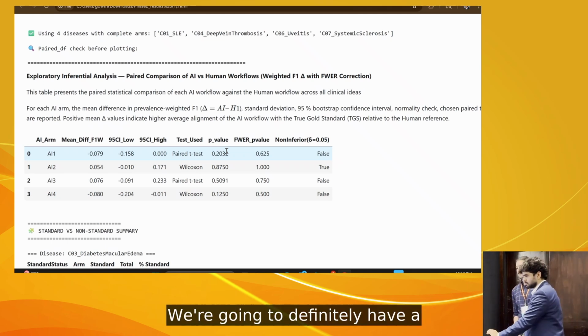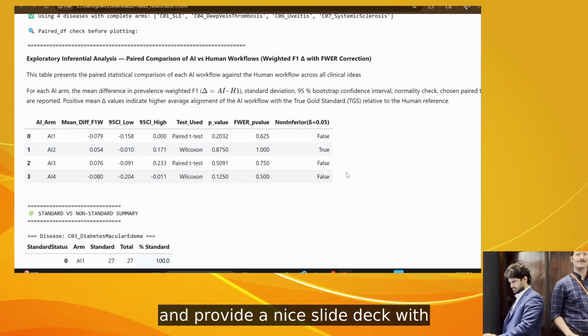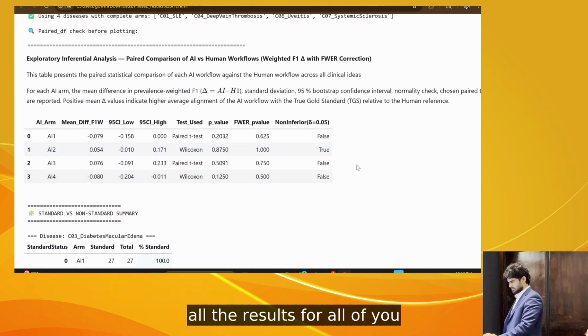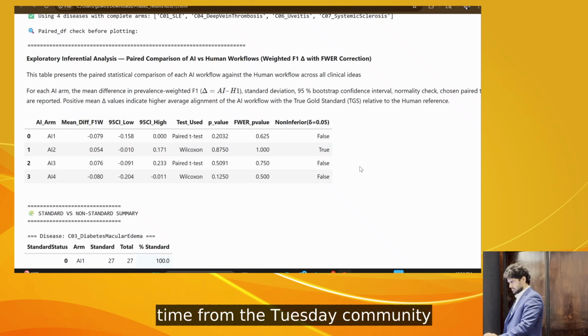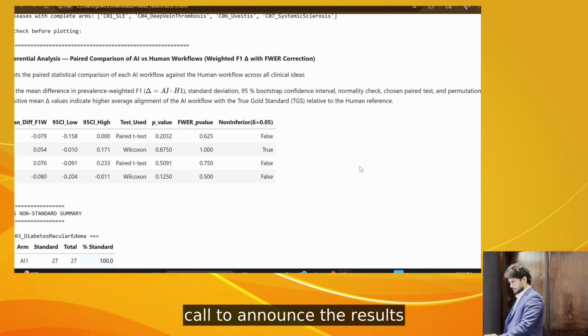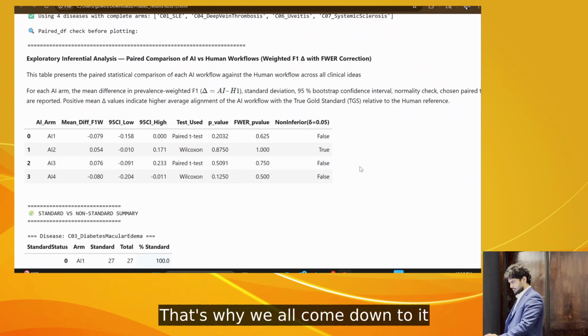We're definitely going to have a phenotype working group meeting to go over it. We'll provide a nice slide deck with all the results for all of you, and I'll see if we can even have some time on the Tuesday community call to announce the results. We can work on a publication. That's why we all consented, that's why we have an RFP, and you're all welcome to join.